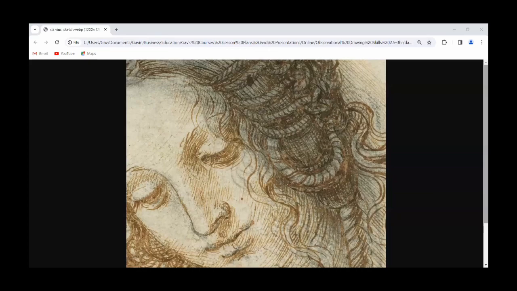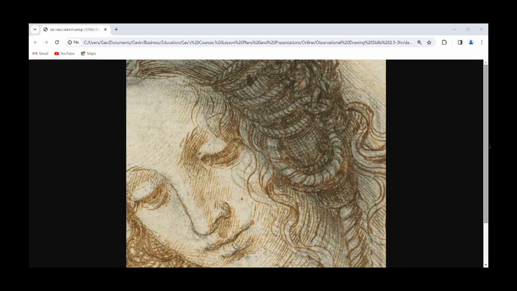Okay. What trained artists do is they learn to switch off that naming of things, so they can really get into the right brain. Okay, so here's a third exercise. I'm just going to share screen again. All right. So here's a really famous sketch by Leonardo da Vinci.